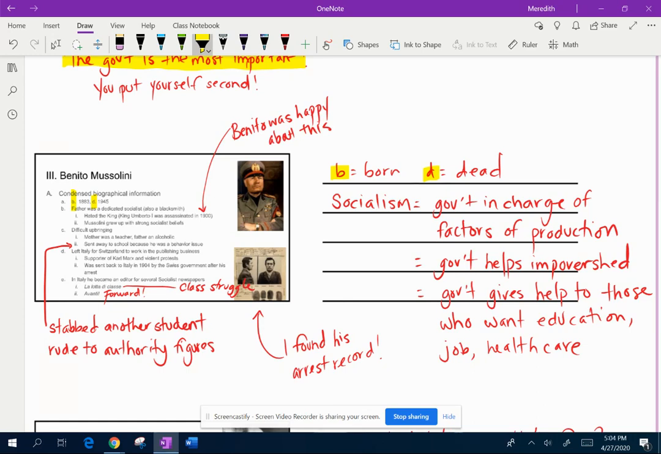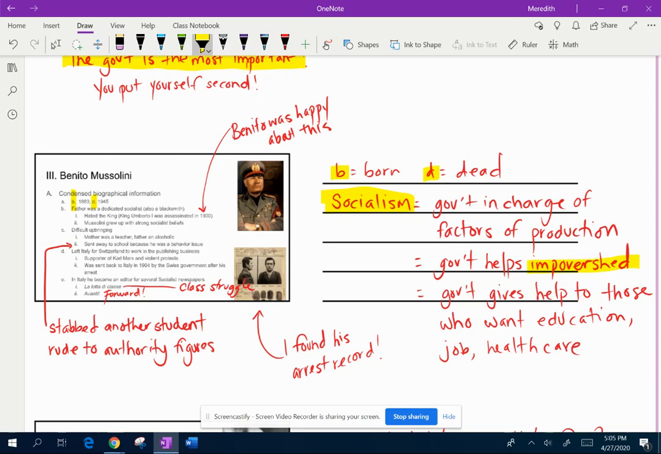And I do want to go over socialism because that's what you guys kind of went over last week. The government is in charge of the factors of production: land, labor, and capital. And a government should help the impoverished or the poor. And then government should be giving help to those who want to have an education, who want to have a job, and who want health care. And so Benito Mussolini's father was a socialist. He wanted a more hands-on government who could help him more.